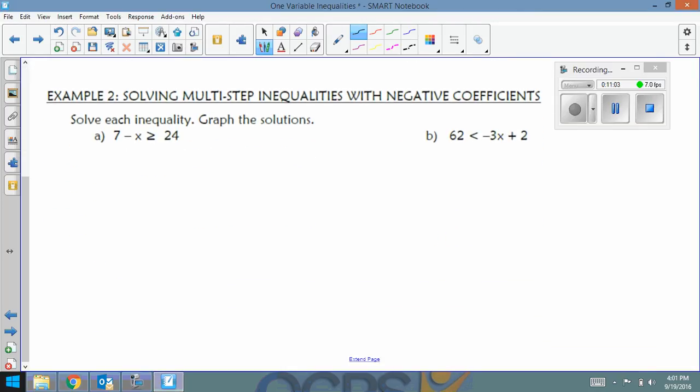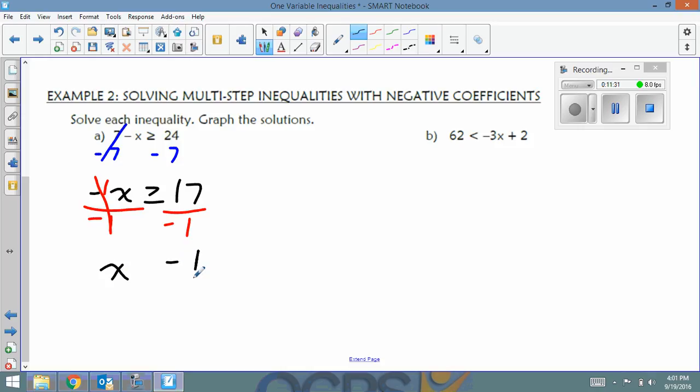Now we have a couple more we're going to solve. This one we're going to subtract 7 from both sides. We get negative x is greater than or equal to, that's 24 minus 7, which would be 17. Remember, there's an imaginary 1 there, so we're going to divide both sides by negative 1.